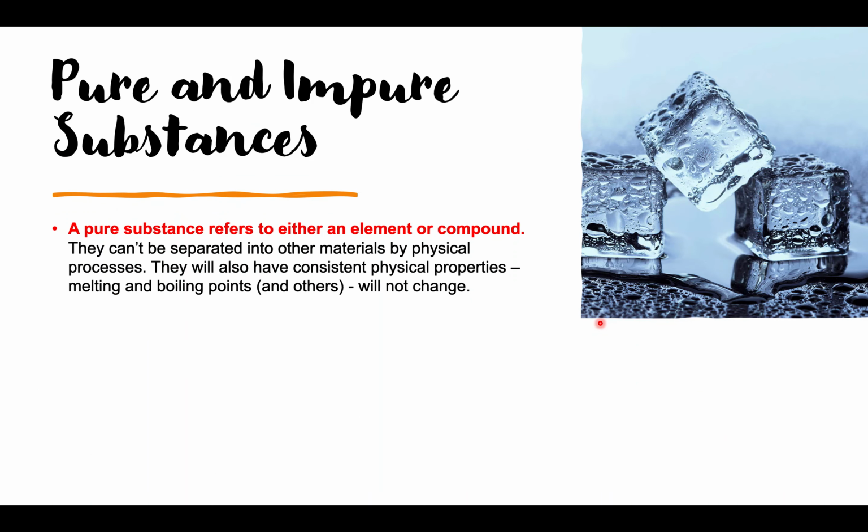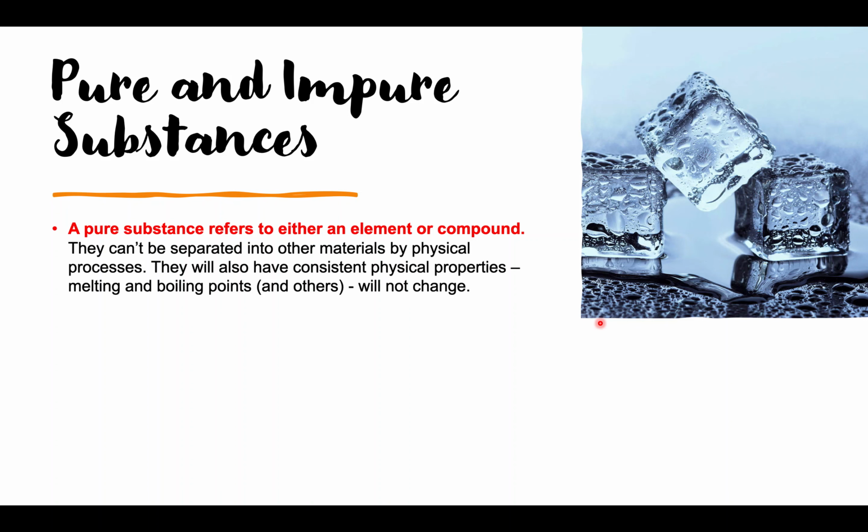Okay, next we have pure and impure substances. So a pure substance refers to either an element or a compound. They can't be separated into other materials by physical processes. Now they will also have consistent physical properties. So melting and boiling points and others will not change.